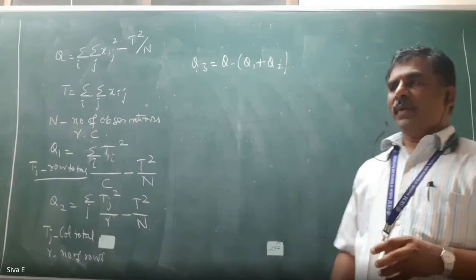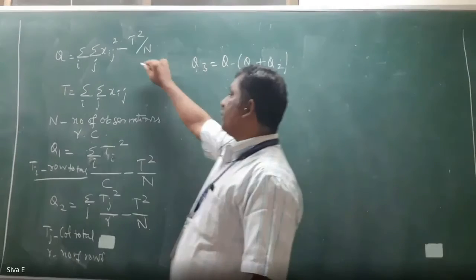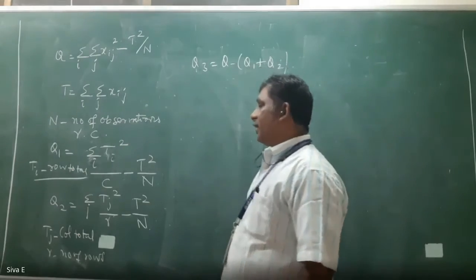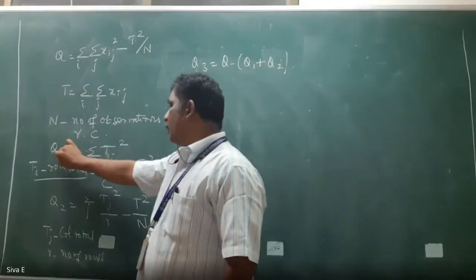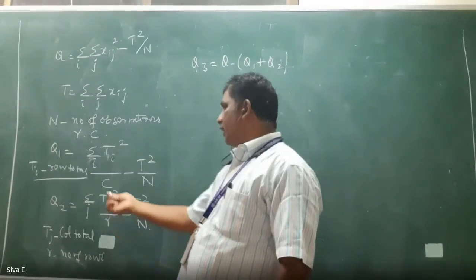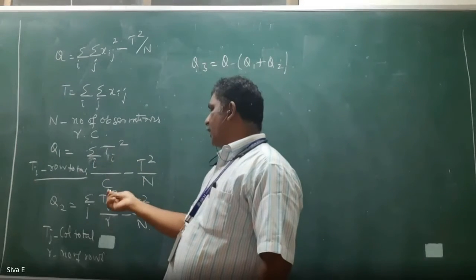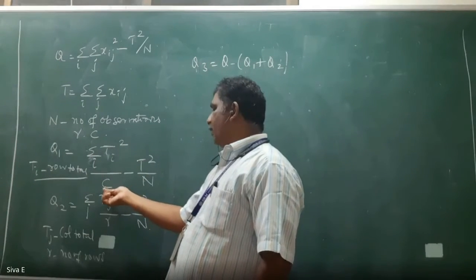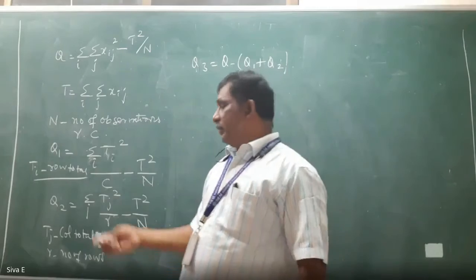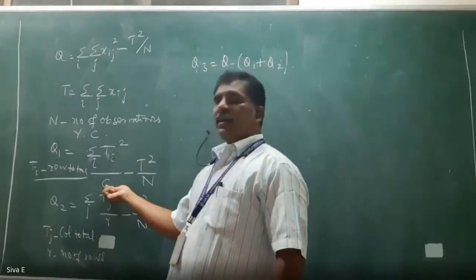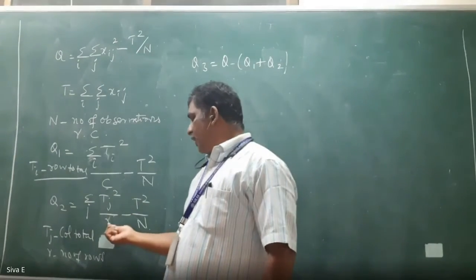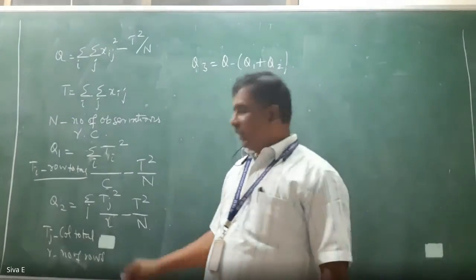How to remember the formula? For Q, it is very simple, the same formula as in one-way classification. But for finding Q1, many made a mistake at this point: summation of Ti square by C, where C is the number of columns. When calculating the sum of squares for rows, use the number of columns in the denominator. When finding the sum of squares of columns, use the number of rows in the denominator. That is very important.